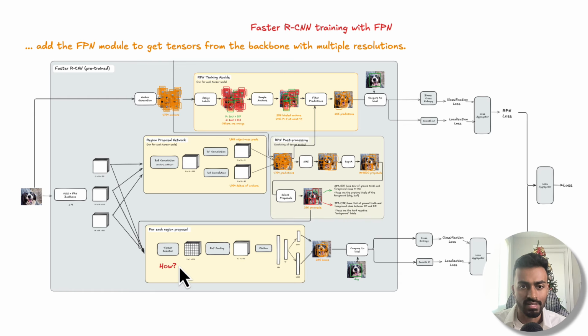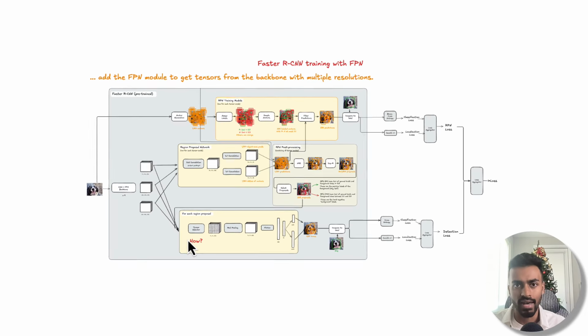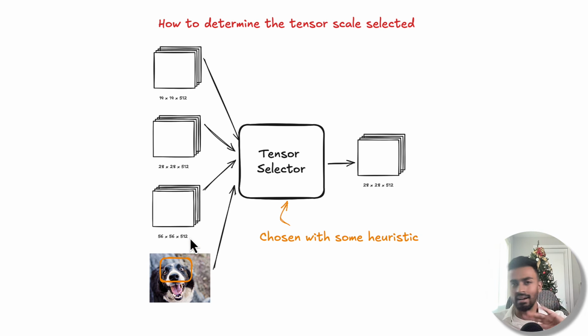Now, we talked about this tensor selector and how it should select coarser or finer tensors depending on the region proposal. But how does it actually do that? Well, cleaning up the mess here, the tensor selector will take different tensors of the image of different resolutions. It'll take a single region proposal over here, and then it will determine the appropriate tensor scale to use. And the way that it does this is typically by some heuristics, right?